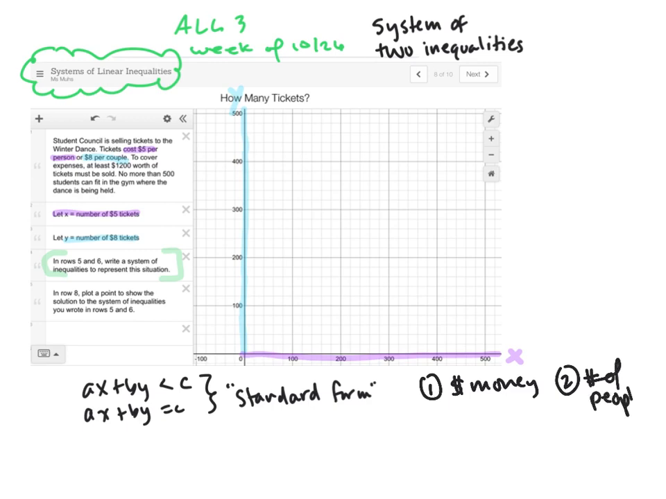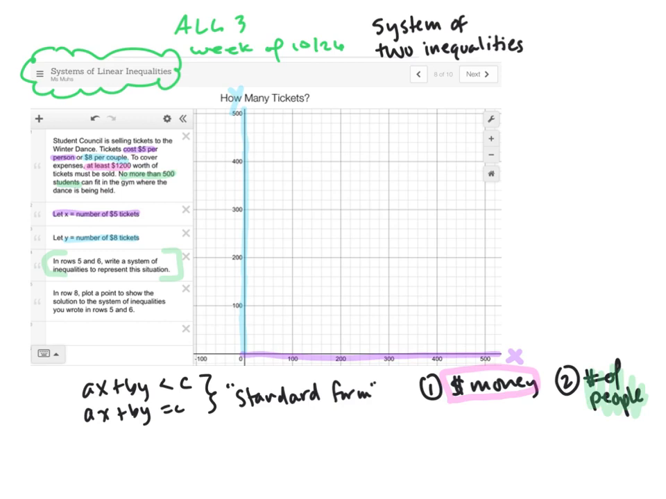And so let me finish reading. I didn't finish that. Okay. So to cover expenses at least, so that's money, right? So here's my money, at least $1,200 worth of tickets must be sold. And then for the number of people, let's make that be green, no more than 500 students can fit into the gym. So that has to do with my people. So I'm going to have a money equation. I'm going to have a count equation.